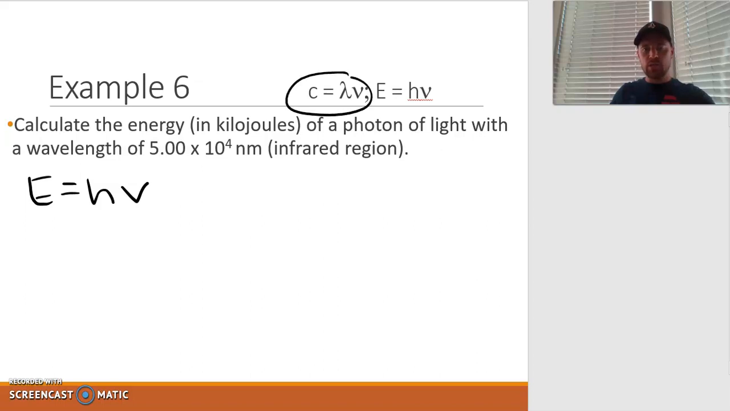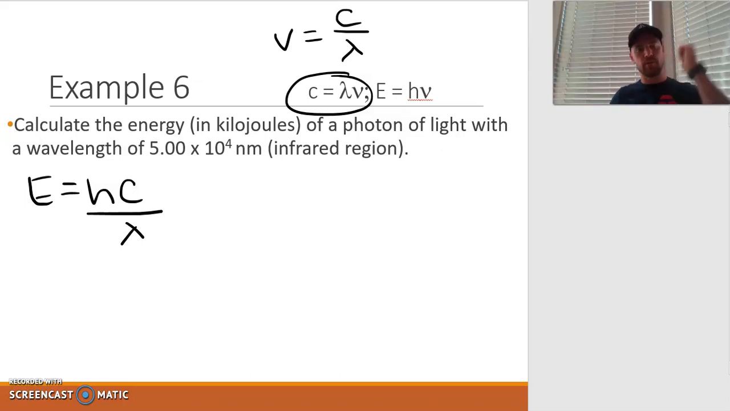But using the light equation, I actually know that frequency is simply the speed of light divided by wavelength. And so what I could do is substitute frequency for what I know is equal to frequency, which is the speed of light over wavelength. And this is how we ended up getting that equation a few slides ago. So energy can be calculated this way if we know the wavelength instead of the frequency.